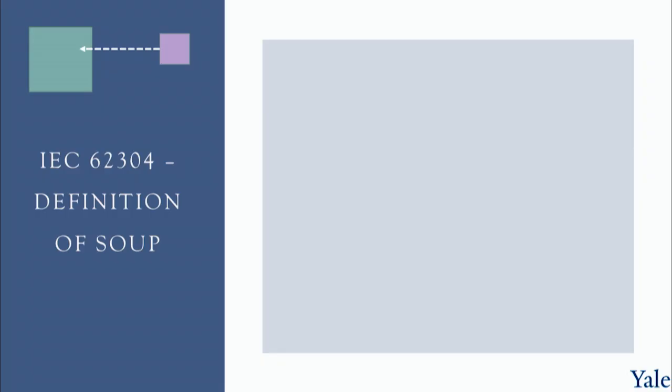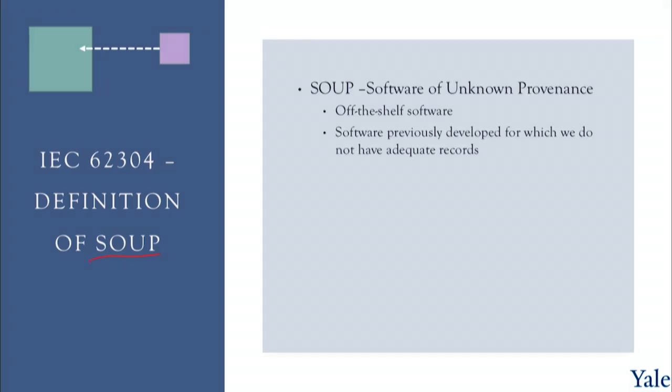Finally, we get a section in IEC 62304. This will conclude our regulatory review here. And this is the definition of something called a SOUP, not the food, but SOUP means software of unknown provenance. It's off-the-shelf software. This is software previously developed for which we do not have adequate records.